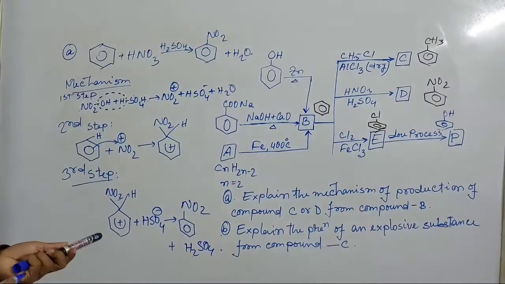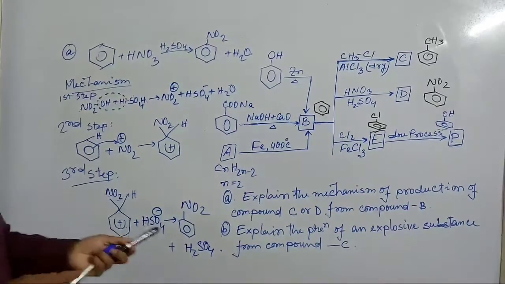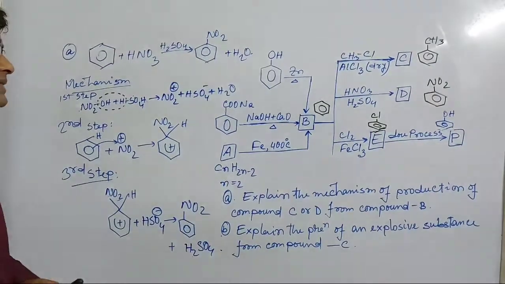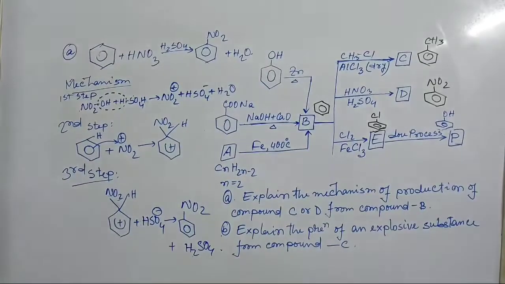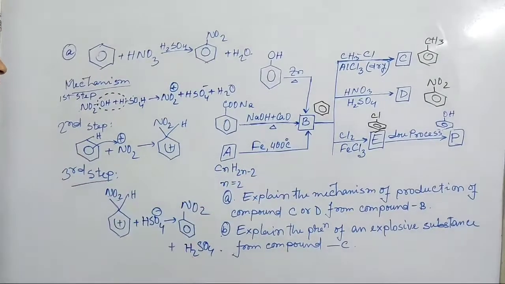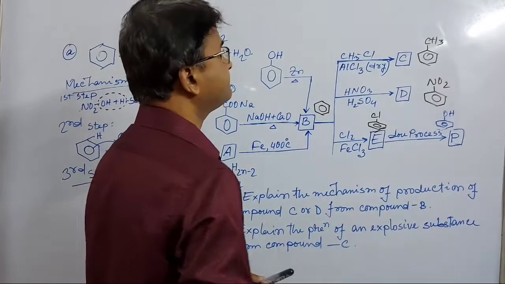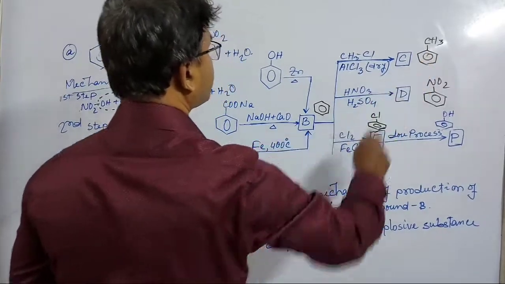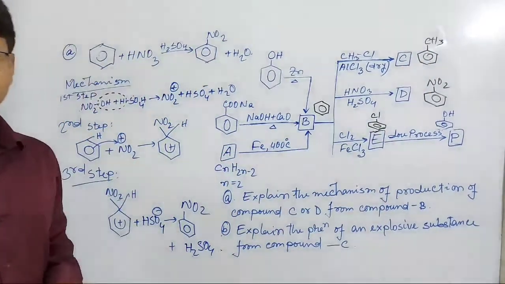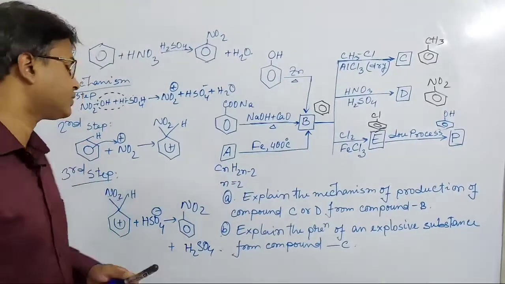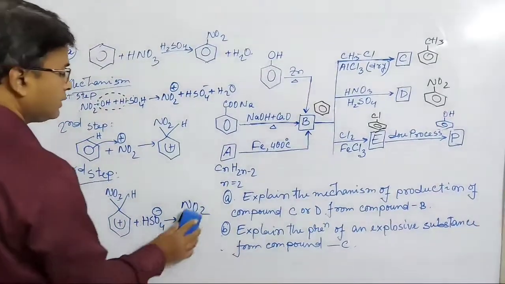That's all about question number A. And question number B: explain the preparation of explosive substance from compound C. Here compound C is actually toluene. So the explosive substance, trinitrotoluene, can be produced from toluene.